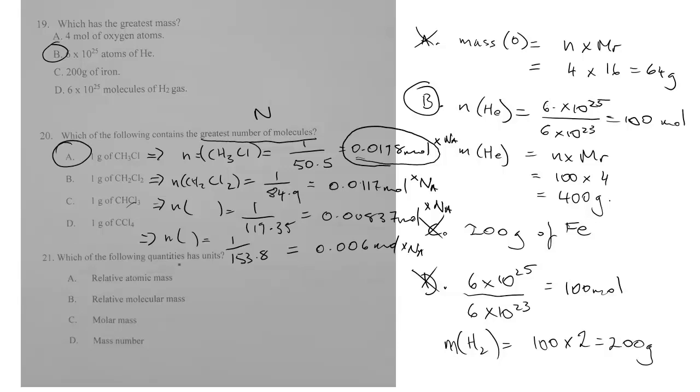Which of the following quantities has units? Anything relative never has units, because it's always a comparison between something. Mass number is the protons plus the neutrons, so no units. The only one left is C. So that was not too bad. Okay. Finally, last page of the multiple choice questions.